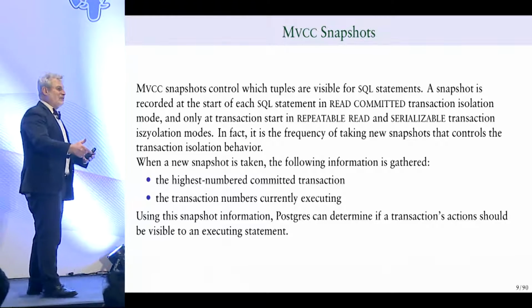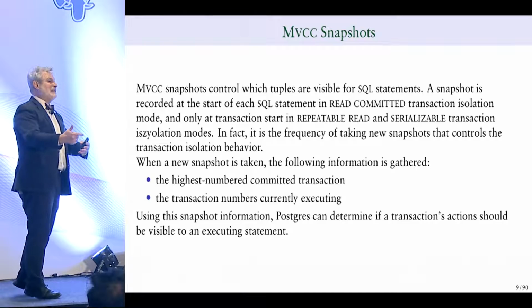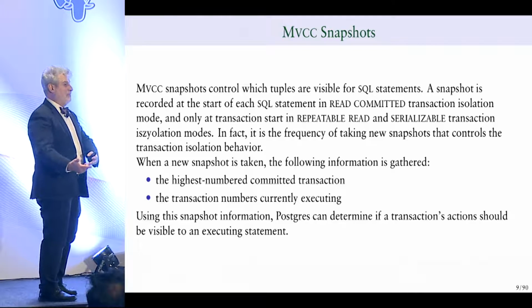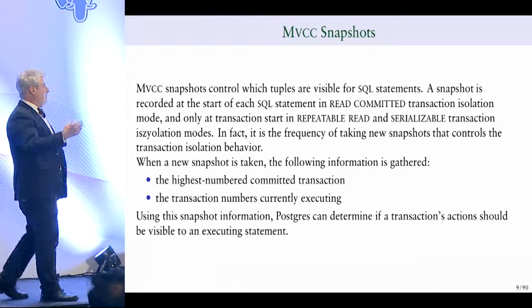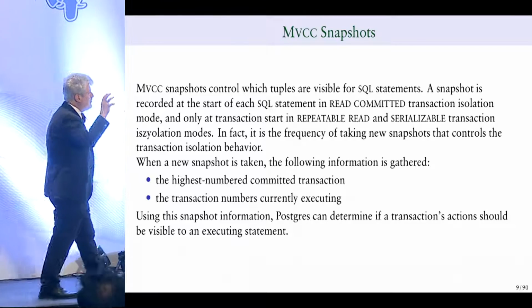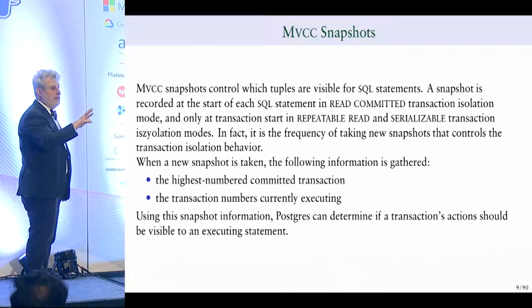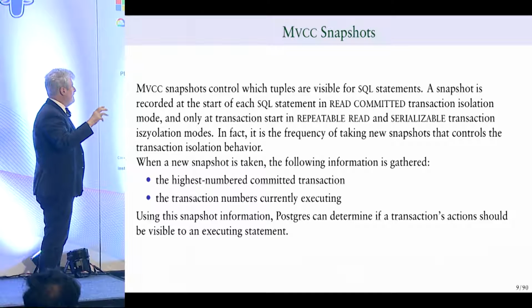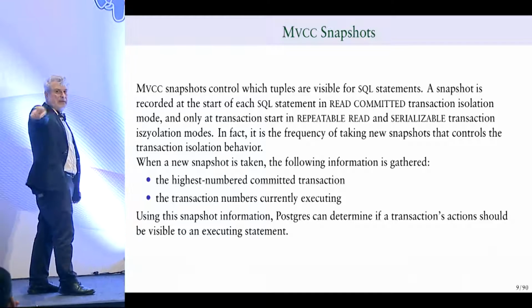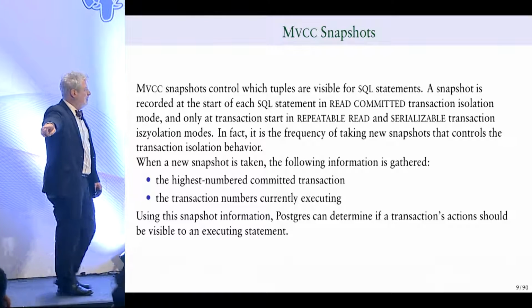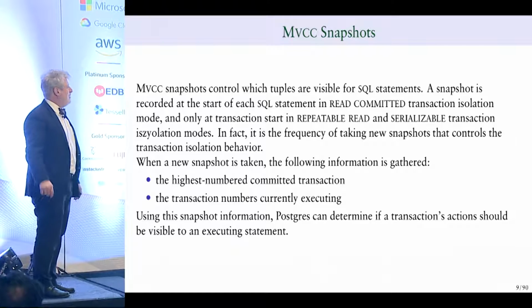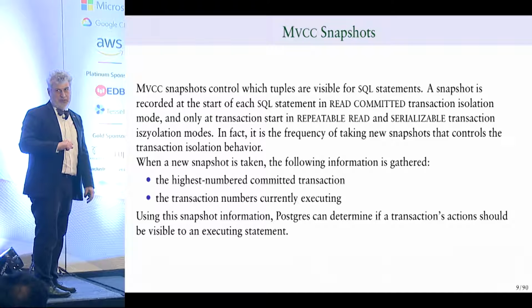If somebody sees 3 things in the box, we assume they're going to continue to see 3 things in the box, even if somebody later adds or removes things from the box. That's what a snapshot does. So what the snapshot does is it controls which rows are visible to a statement. And a snapshot is recorded at the start of every SQL statement in read committed mode, okay? And only at transaction start in repeatable read and serializable mode.